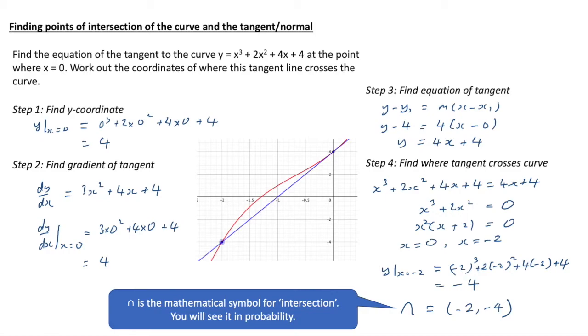We can see the tangent at the point 0, 4 comes down to the left and down and hits the curve again at minus 2, minus 4.